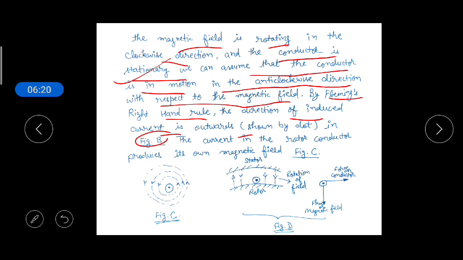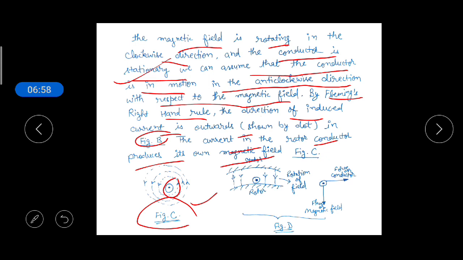Now we have understood and found out that the direction of the current in the rotor conductor will be outwards. This current in the rotor conductor will produce its own magnetic field, and this is shown in figure C. This dot polarity, if we apply the right hand thumb rule or the corkscrew rule, you will find out that this current will have its own magnetic field.